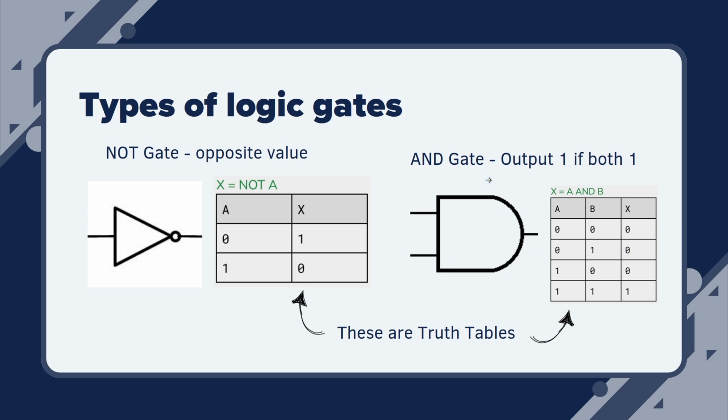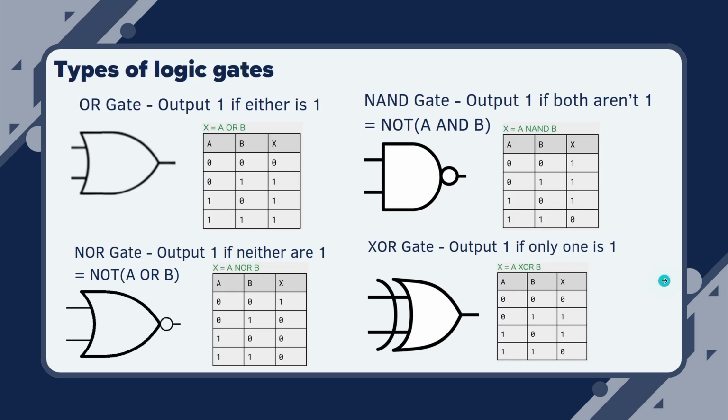For the AND gate, it would output 1 if both are 1. For example, A and B are 1. 0 and 0, no, they're not. They're not both 1, so the result is 0, 0 again, and 1, 1, so then it will become a 1.